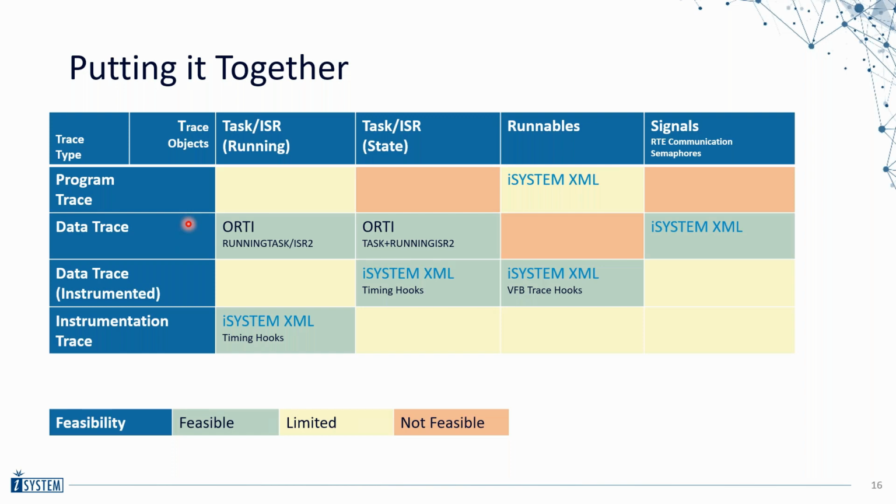Okay, so let's put this all together. If you're confused by the previous slide, this should hopefully make it a little bit clearer. We talked about trace techniques. It's here on the left side. We have program flow trace, data trace, which we could use with a little bit of instrumentation, and then there's instrumentation trace. Those are the trace techniques we have available. And then on the right side, we have all those objects that we might potentially be interested in.